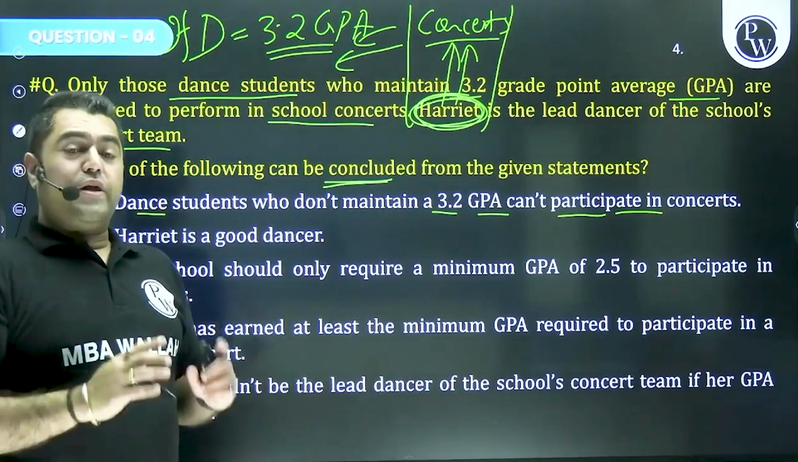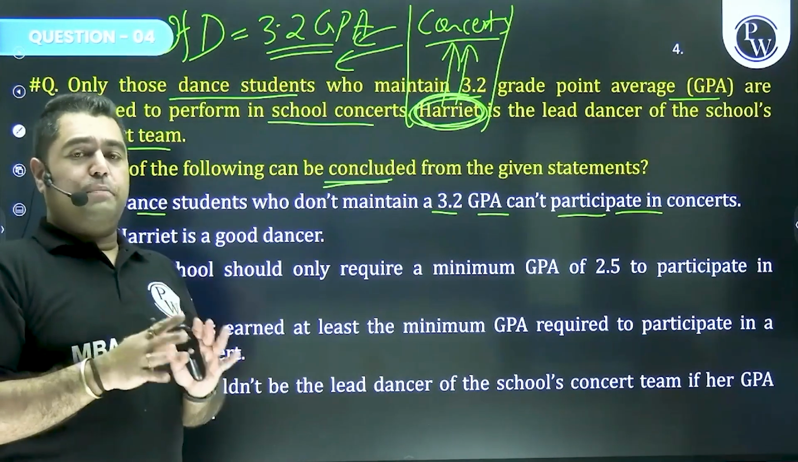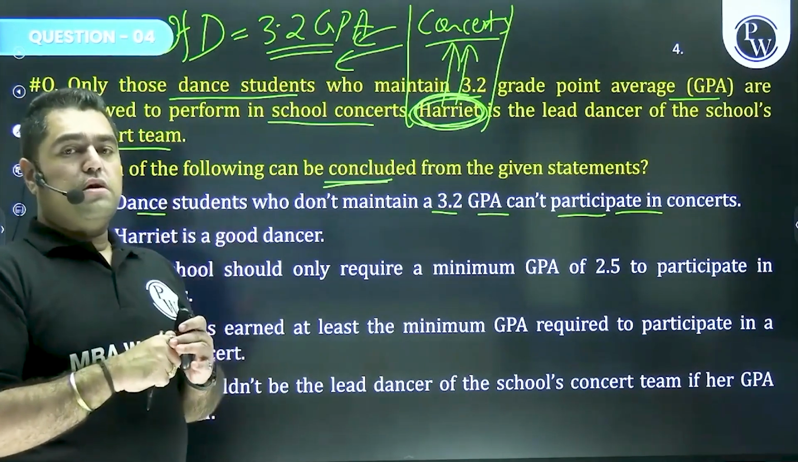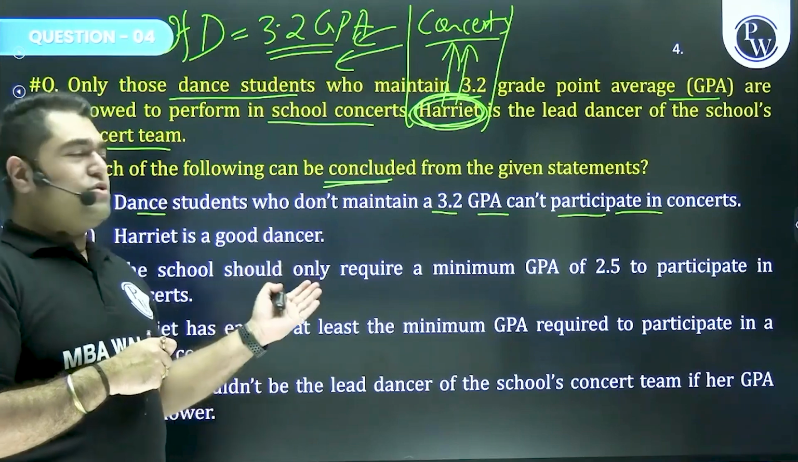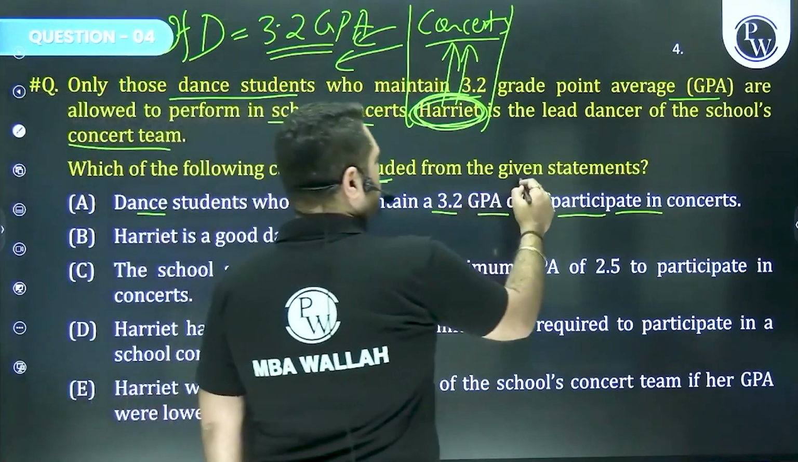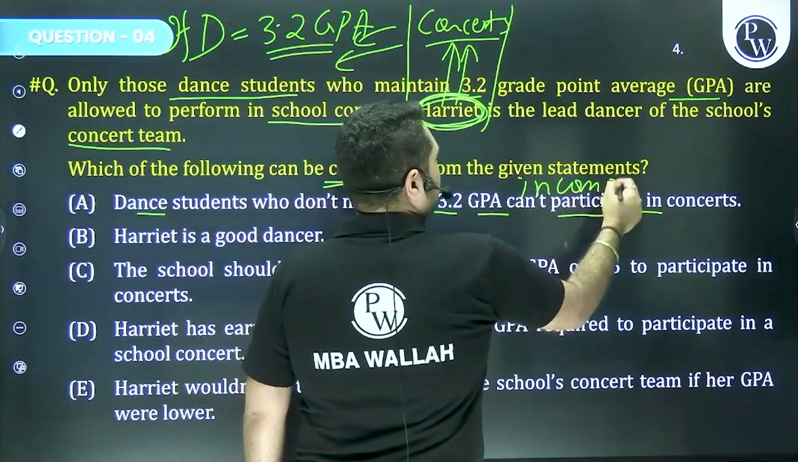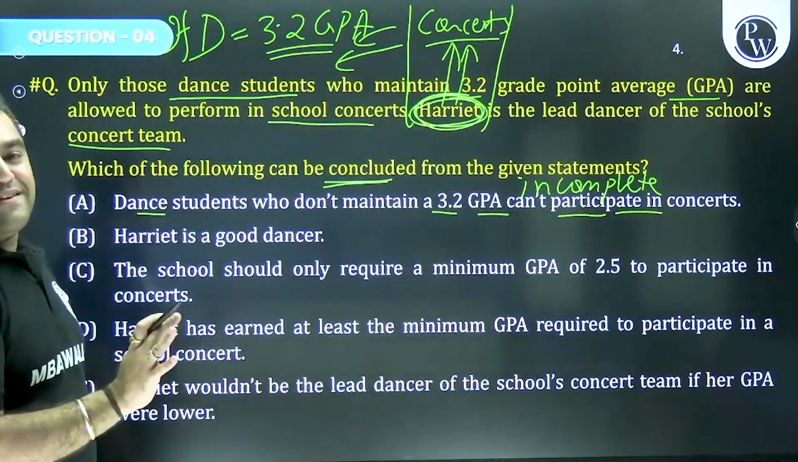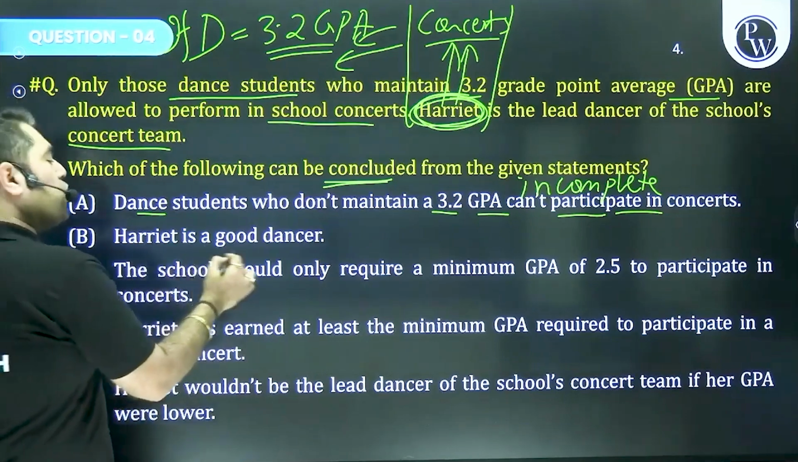We are saying that to get into the concert, you have to have a 3.2 GPA. Harriet Didi is the lead dancer. Okay, so then what about this option? It is incomplete. Yeah, that is my problem. It looks nice, but there's no Harriet only. Incomplete. Wait, more. Harriet is a good dancer.